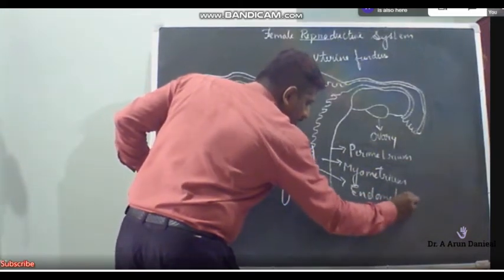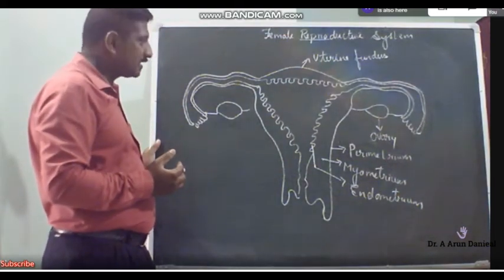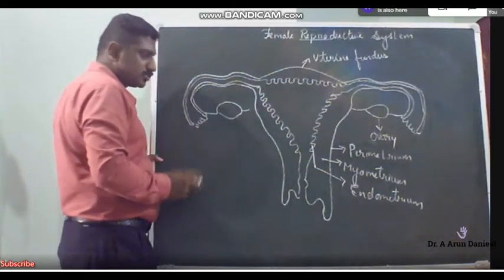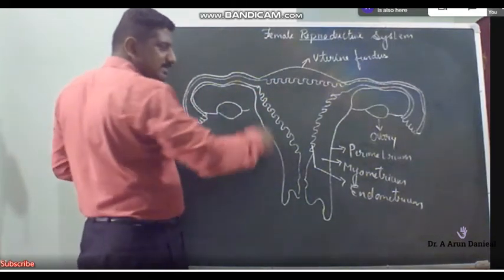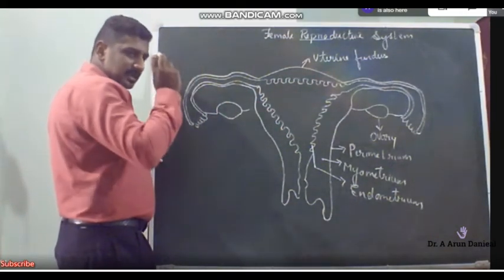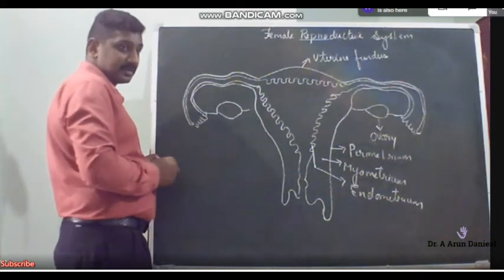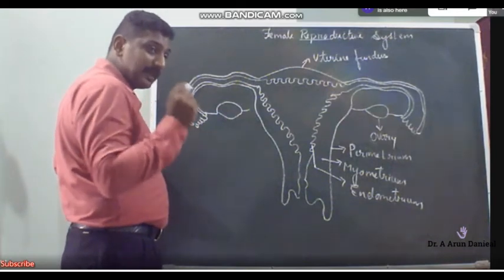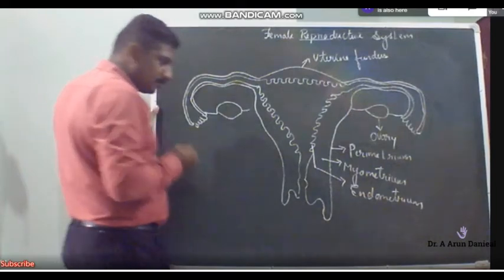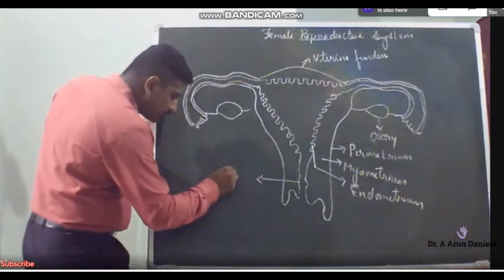So what is the role of the endometrium? The endometrium undergoes cyclical changes during the menstrual cycle. At the same time, implantation takes place in the endometrium. So there are two important roles of the endometrium: number one, cyclical changes during the menstrual cycle, and number two, implantation takes place at the endometrium layer. One more role I forgot to say is that the endometrium forms the maternal tissue of the placenta. Three important roles.